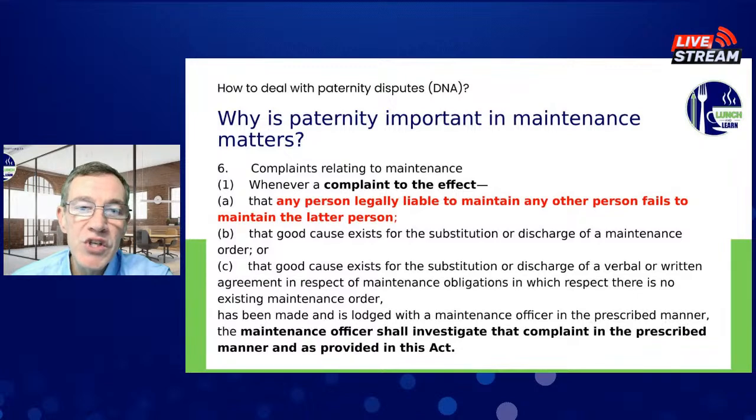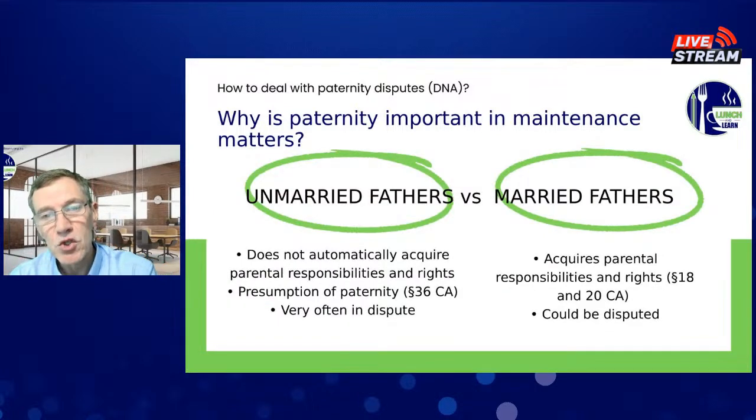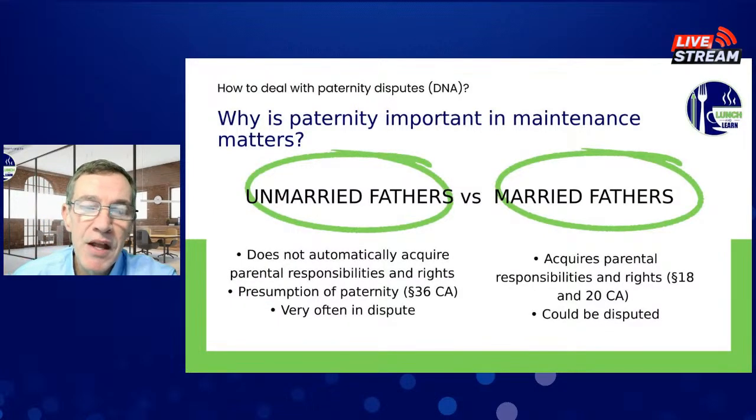So one would ask the question, who is a legally liable person to maintain? Obviously, in the sense of maintenance, one would look at the father. That would be the legally liable person to maintain another person. So we need to delve a little bit further and think about the difference between married and unmarried fathers. Usually in maintenance matters, about 90% of the cases that I attend to at maintenance court involve unmarried fathers, fathers that were never married to the biological mother.